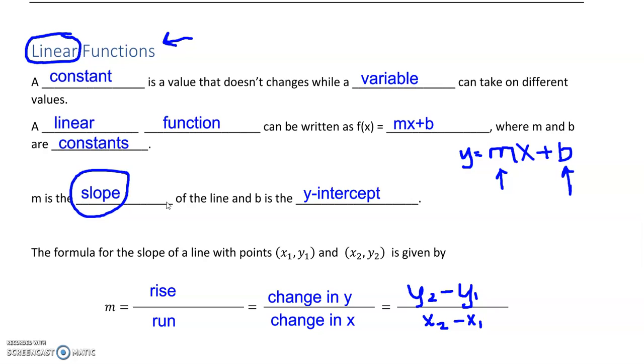So it might not make a really good connection with you at first. So just keep telling yourself, m is slope. Our English word for slope doesn't have an m in it anywhere. And then the b is the y-intercept. We've talked about what an intercept is. That is where it crosses the y-axis.